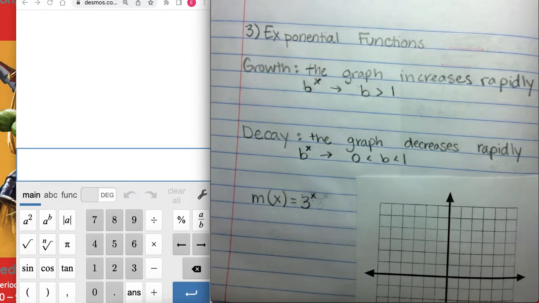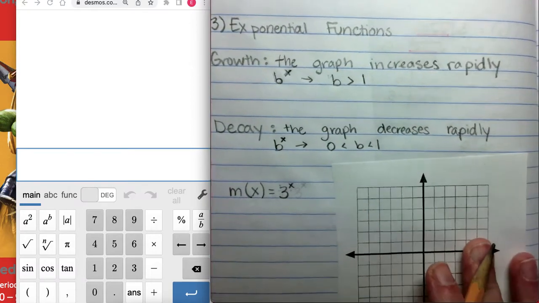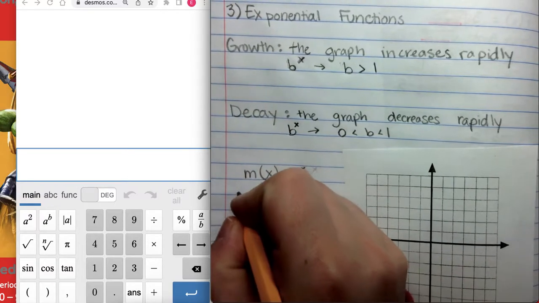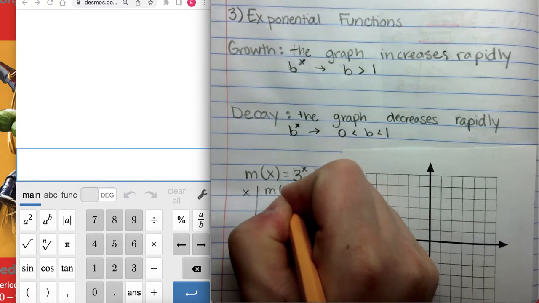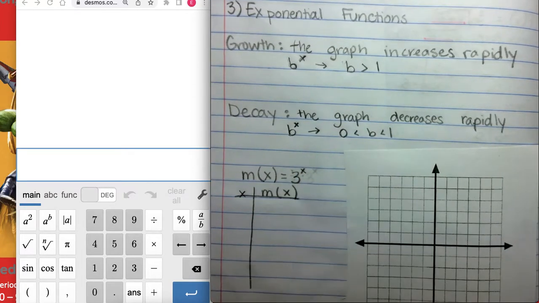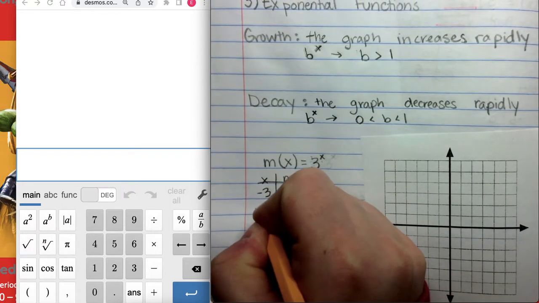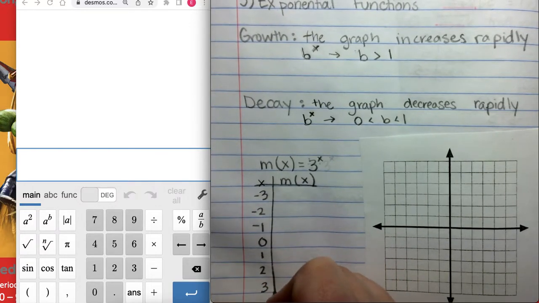All right, when we graph these, there's not really too much to know. We're going to go straight to the table, then we're going to make the graph, and then we're going to still identify the domain and range. So for m(x) equals 3 to the x power, this is our function m, we're going to create our table, x and then m of x. For a table with exponential growth and exponential decay, we are just always going to use -3, -2, -1, 0, 1, 2, 3.